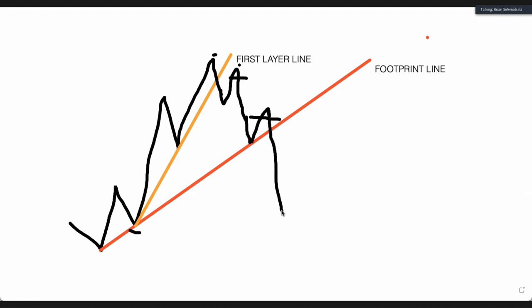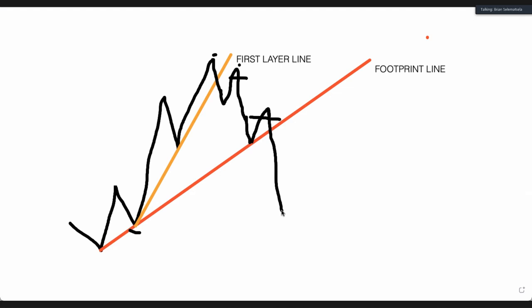So simply, we wait for the first layer line to be broken, and that is a determination for us to actually pull out of any trade and start looking at the opposite direction for another trade.